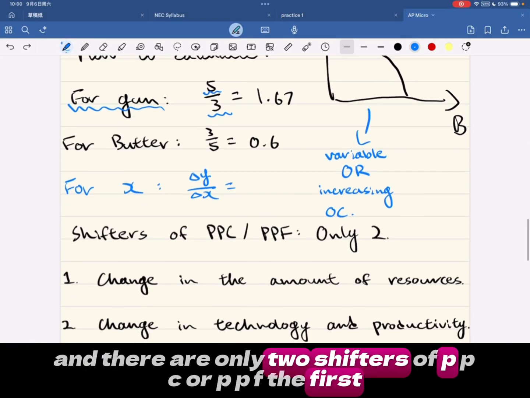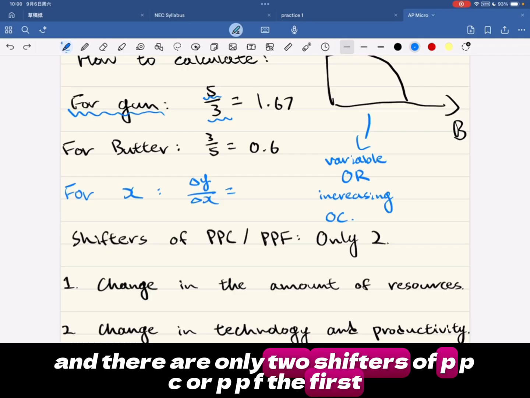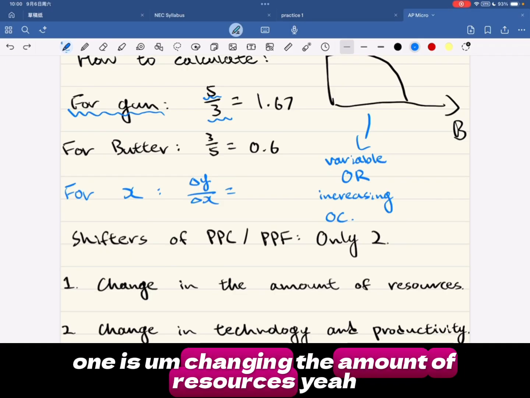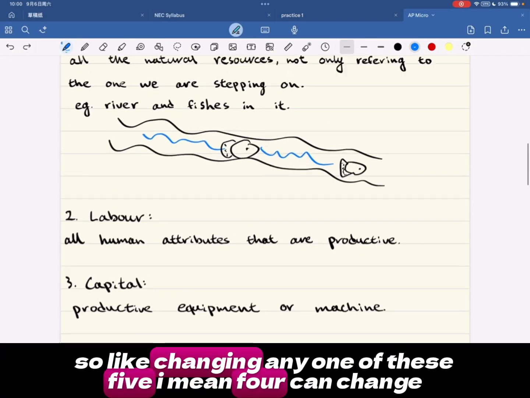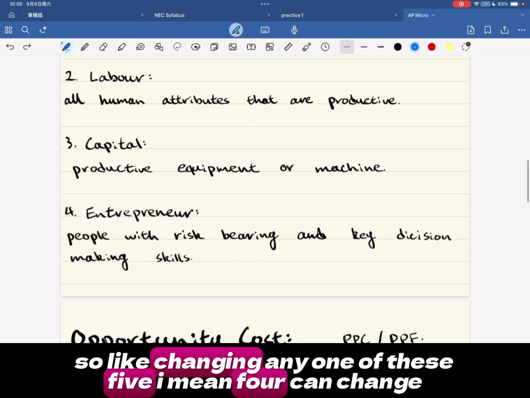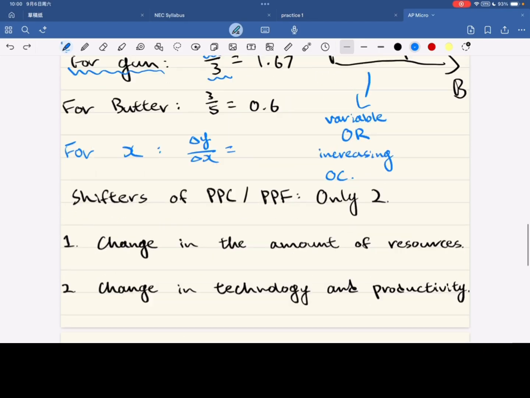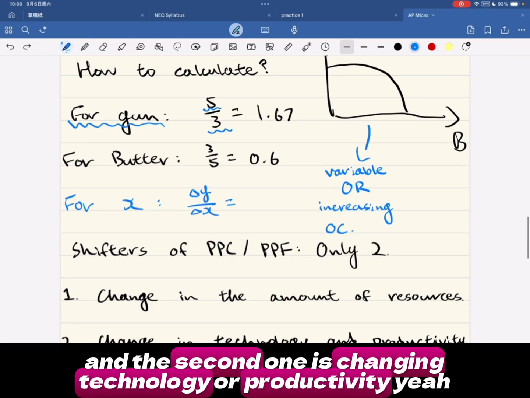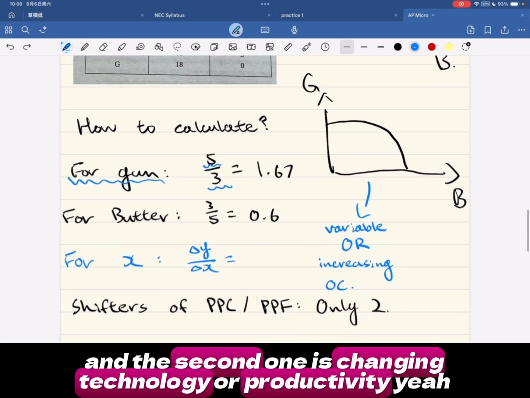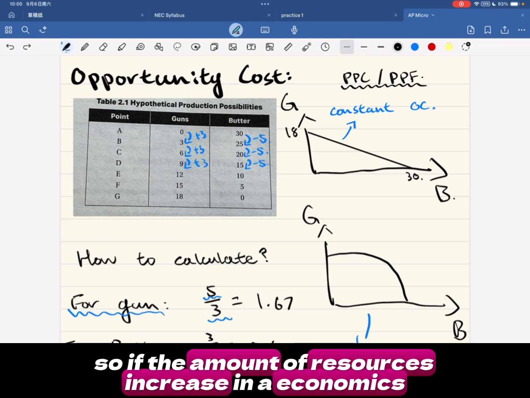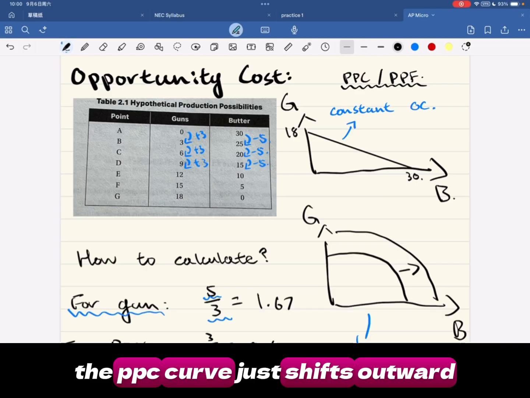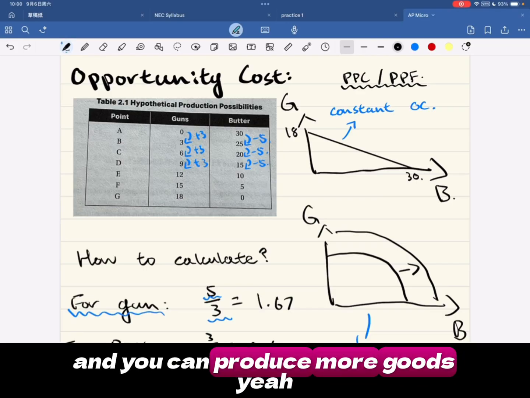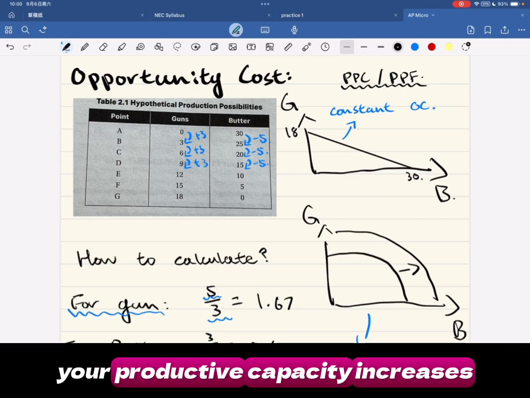And there are only 2 shifters of the PPC or PPF. The first one is change in the amount of resources. Changing any one of these 4 can shift the PPC or PPF curve outward or inward. And the second one is changing technology or productivity. If the amount of resources increases in an economy, the PPC curve just shifts outward and you can produce more goods. Your productive capacity increases.